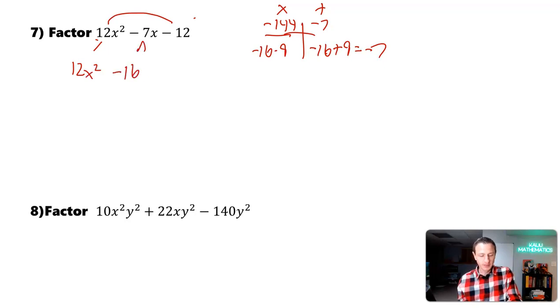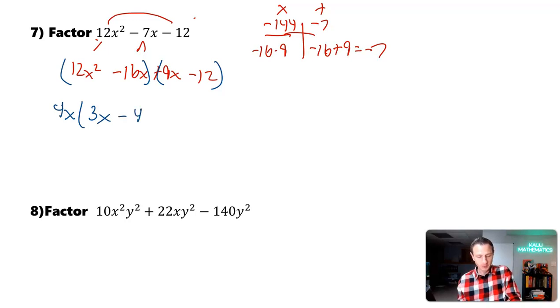So I got negative 16x plus 9x, and where you put these does not matter. Just want to emphasize that one more time. Minus 12. Factor by grouping. First set of parentheses, I'm going to factor out a 4x. That leaves me with 12 divided by 4, which is 3x, x squared over x, minus 16 divided by 4, which is 4. Took out the x.